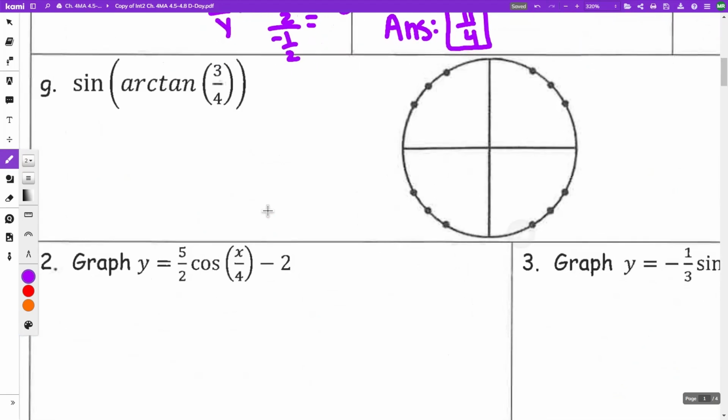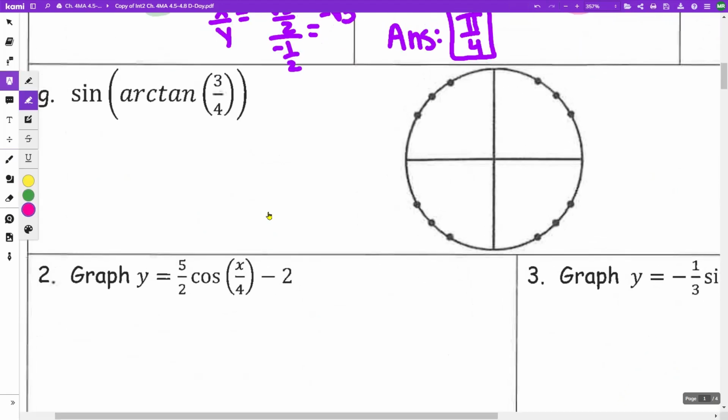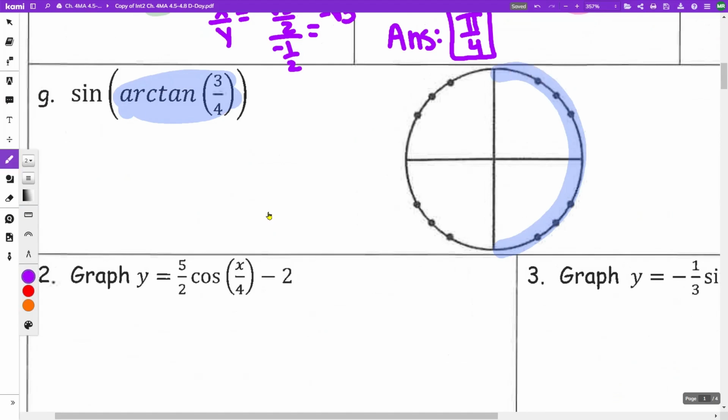Okay, on G. On this one, I'm going to find an arctan. Arctans go from here to here, remembering that I have an asymptote here and an asymptote here. In this particular case, they want it for 3/4. So I'm not really going to think of this as on the unit circle. I'm going to draw a right triangle where my tangent is positive. I'm just drawing a right triangle, ignoring those dots for a second.